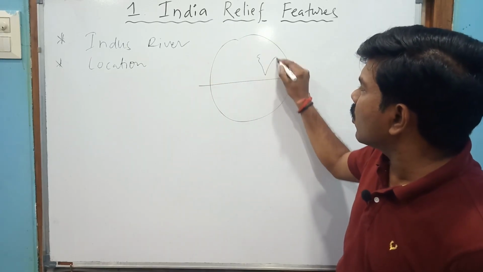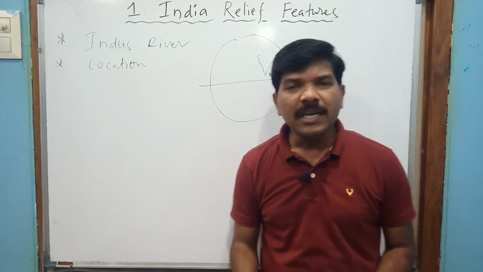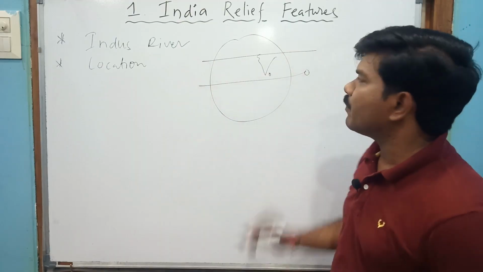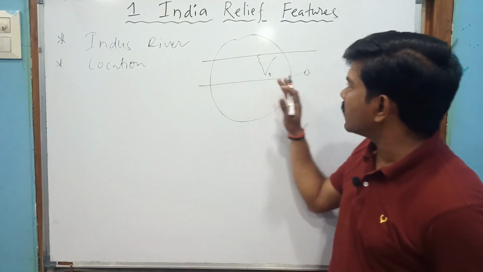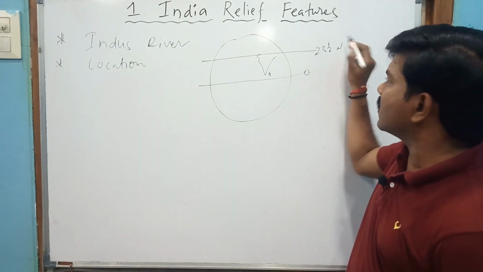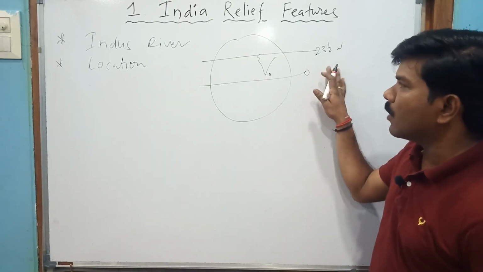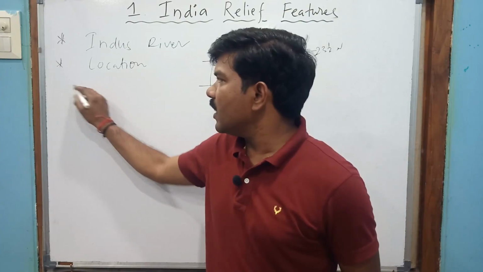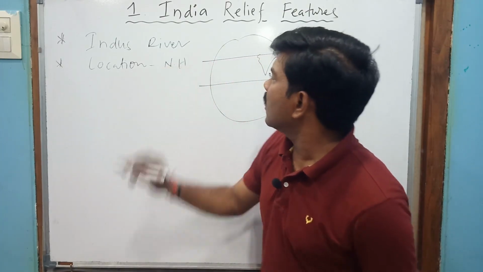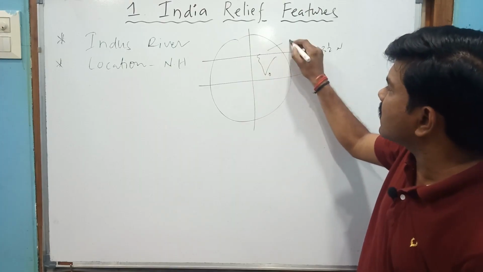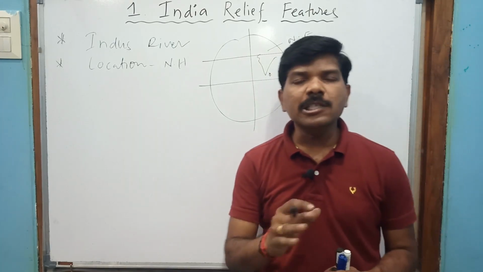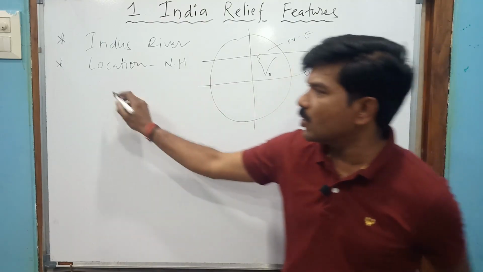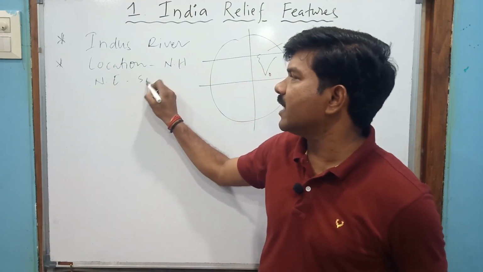India is located in the northern hemisphere, and the Tropic of Cancer passes through India. It is the 23 and a half degree northern circle, the Tropic of Cancer. This divides India into two equal halves. So India's location is in the northern hemisphere, on the northeast side.